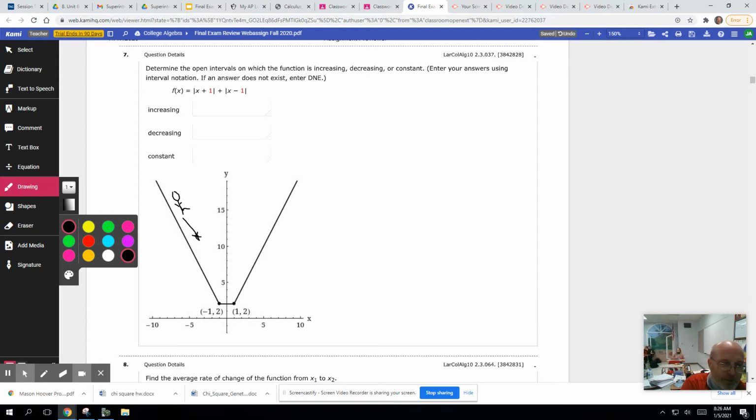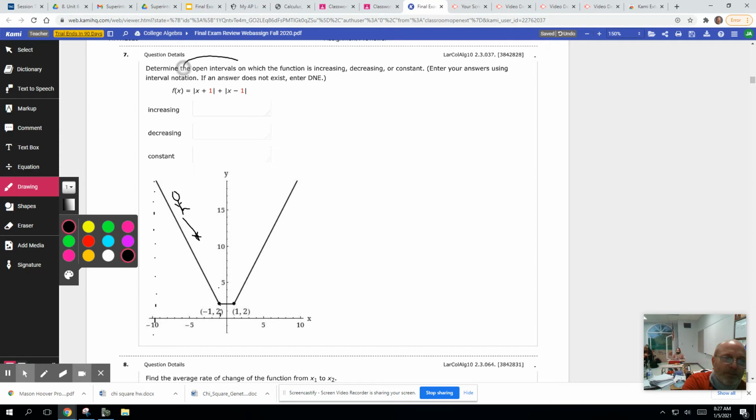So here, it looks like from, not sure if it's -9 or -10. We'll say -10. Pretty close. It's going from -10 to -1. The x values are what we're concerned with when we're doing increasing and decreasing intervals. So this one, from -10 to -1, it says enter your answers using interval notation. If an answer does not exist, then enter DNE.